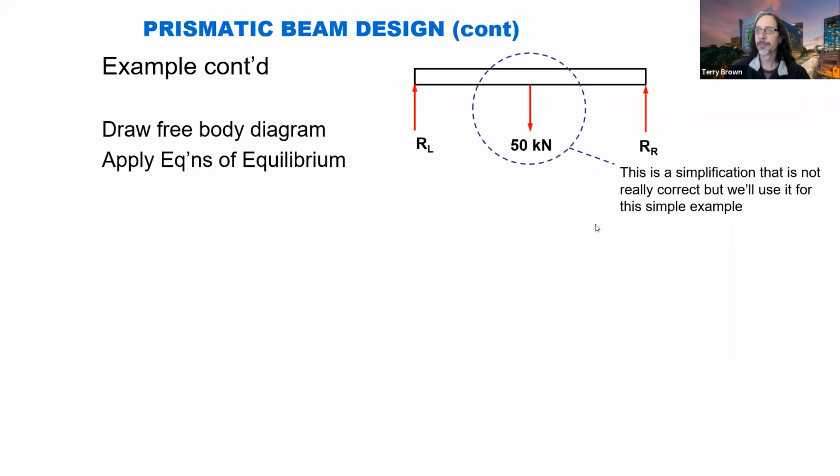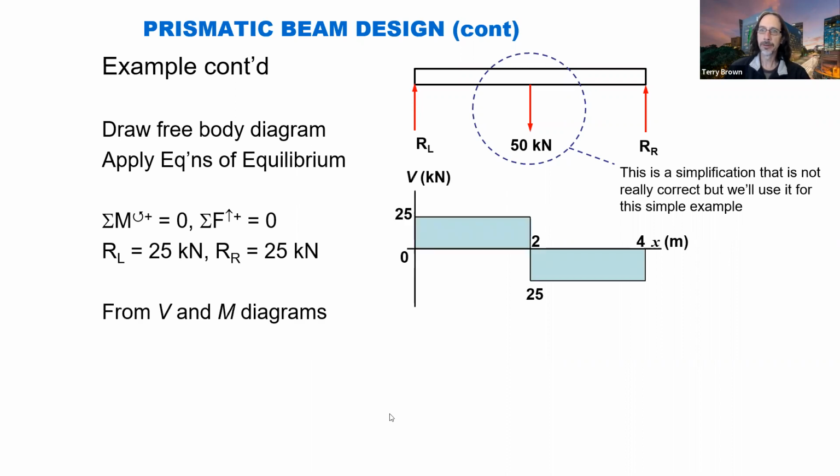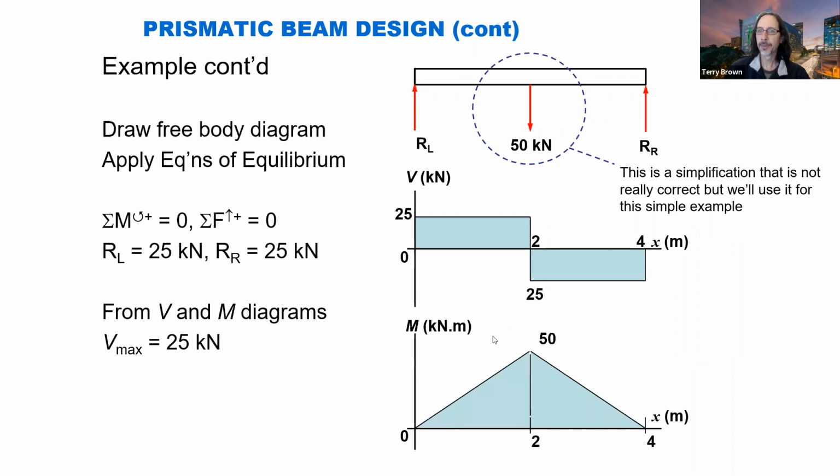All right, drawing our free body diagram, apply the equations of equilibrium. Sum of the moments equals 0, sum of the forces equals 0. And we can work out that the reaction force on the left and the reaction force on the right are both 25 kilonewtons. And then we can draw our shear force and bending moment diagram. Okay.